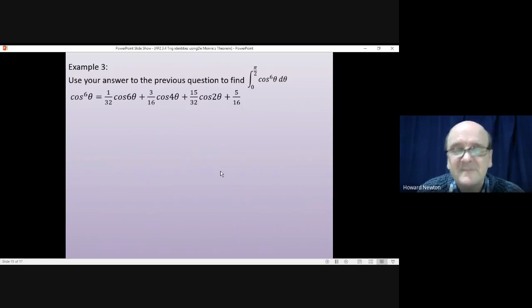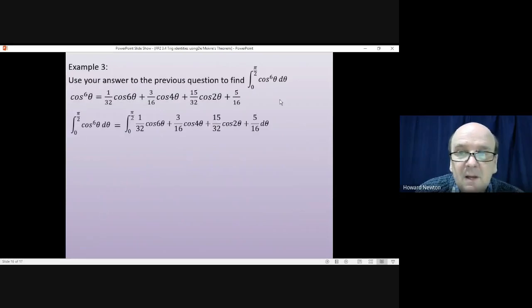Once you do that, it's fairly straightforward. I'll let you have a go yourself first at finishing this off. So pause the video and come back to me again when you're ready. Okay, well, the integral immediately changes. So instead of integrating cos to the 6, we find the integral of 1 over 32 cos 6 theta plus 3/16 cos 4 theta plus 15 over 32 cos 2 theta plus 5 over 16 with respect to theta.